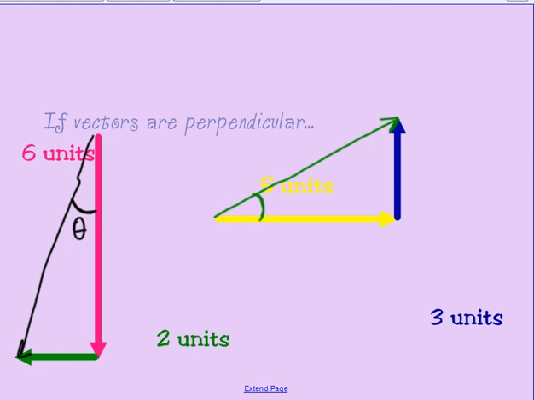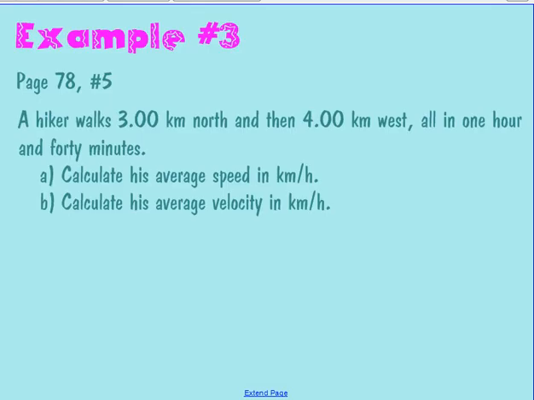So we're going to try it out. We're going to try a couple of examples. This first example combines concepts of one-dimensional motion with what we're now learning with vectors. We have a hiker who's walking around 3 kilometers north and 4 kilometers west, all in 1 hour and 40 minutes. And we're asked to do two things: calculate his average speed and calculate his average velocity.